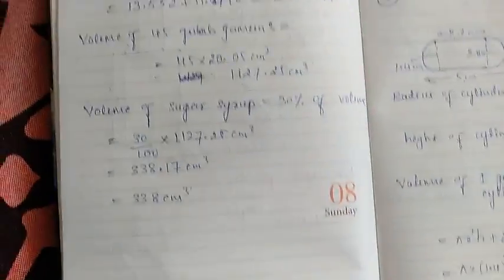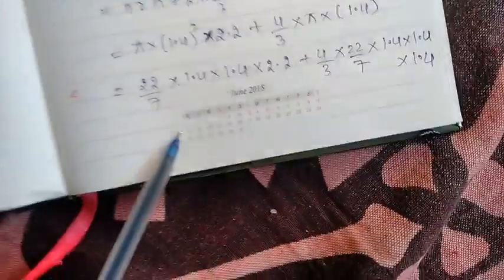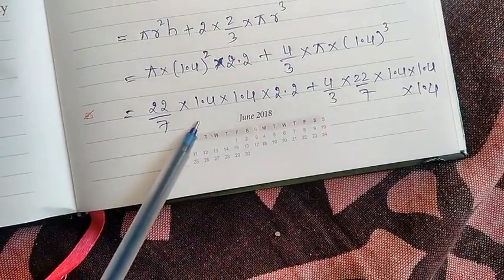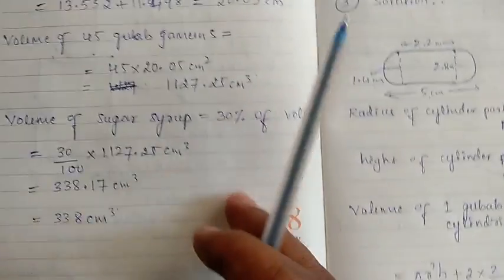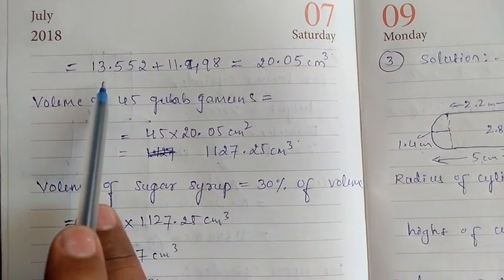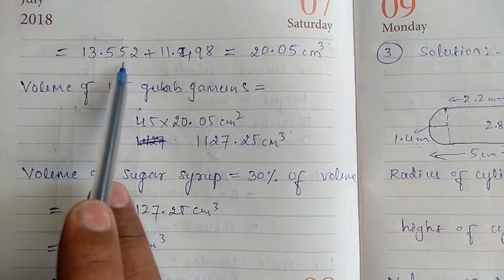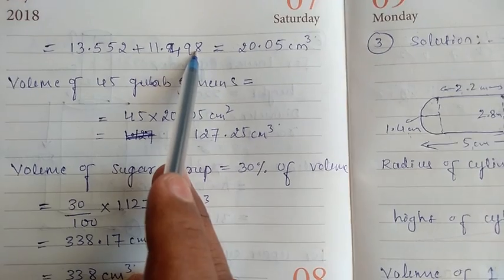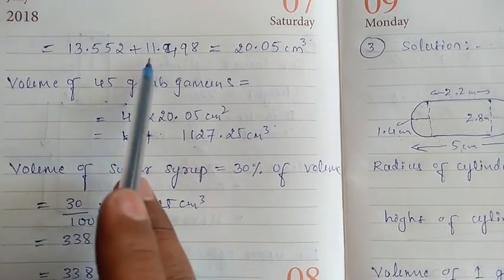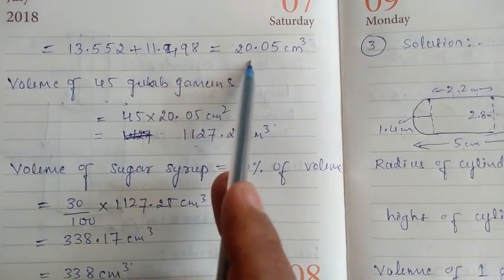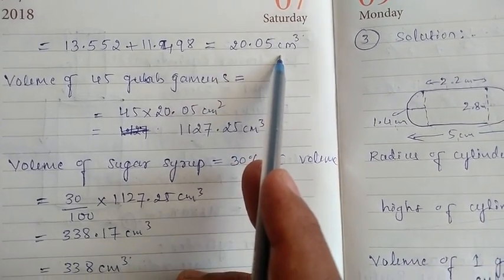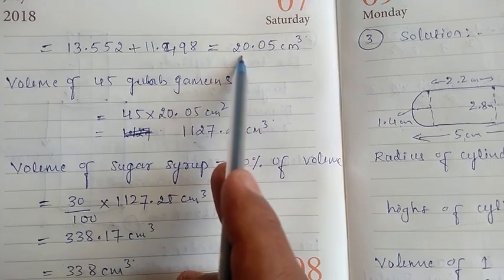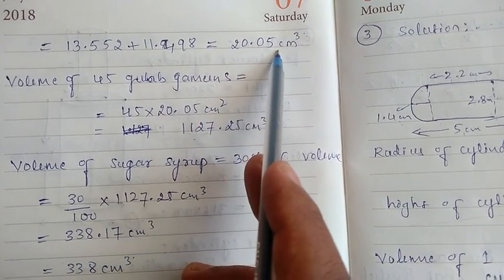So, children, if you multiply all of this, you get the value here: 13.552 plus 11.498 after simplification. Add these two here, we will get 20.05 centimeter cube. Now this is the volume of one gulab jamun.